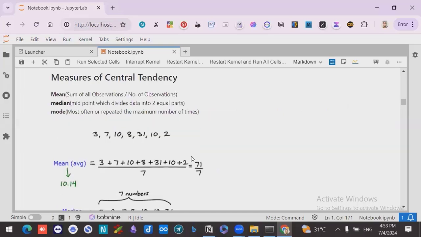Now let's come to central tendency. What is central tendency? What is mean, average? Statistically we can say it is the mean, but in general we say average. What is the mean? Sum of total observations divided by the number of observations. What is median? Median is the midpoint at which data is divided into two equal parts. Mode indicates the most repeated value, or duplicates; repeated a maximum number of times.